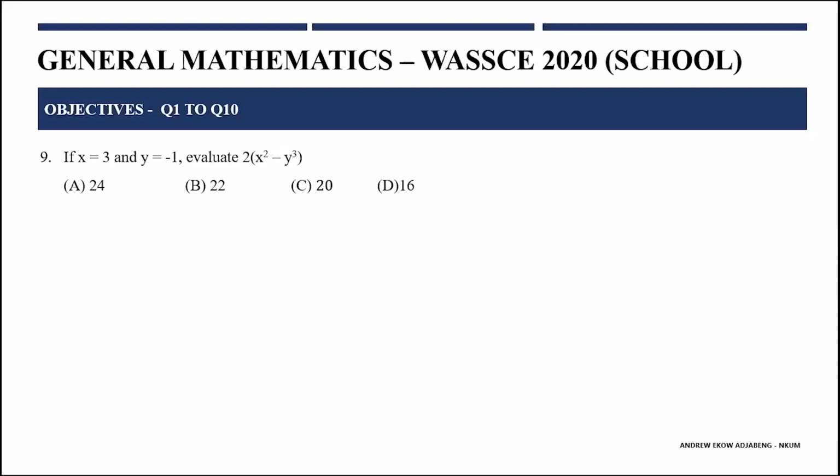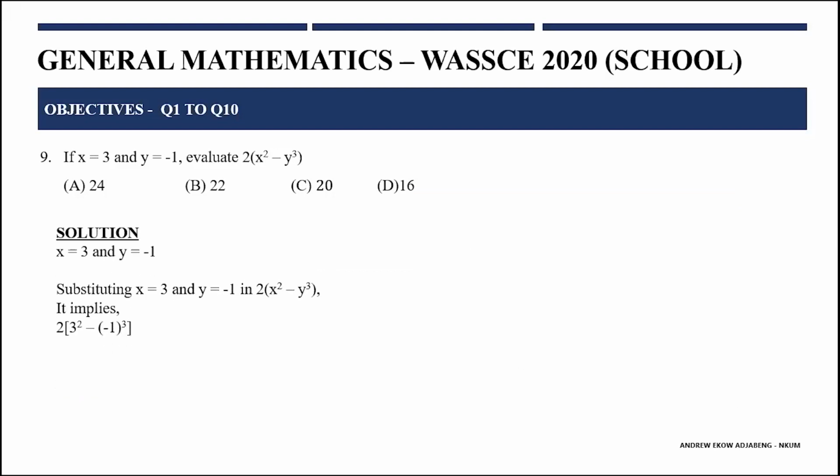We do our simple arithmetic, and we have 2, all in bracket, 9 minus minus 1, because negative 1 times negative 1 gives you positive 1, times negative 1 gives you negative 1. Negative negative gives us positive, and we have 2 into bracket 9 plus 1. That means our result now is 2 times 10, which is 20. Therefore, our answer is 20, which is option C.